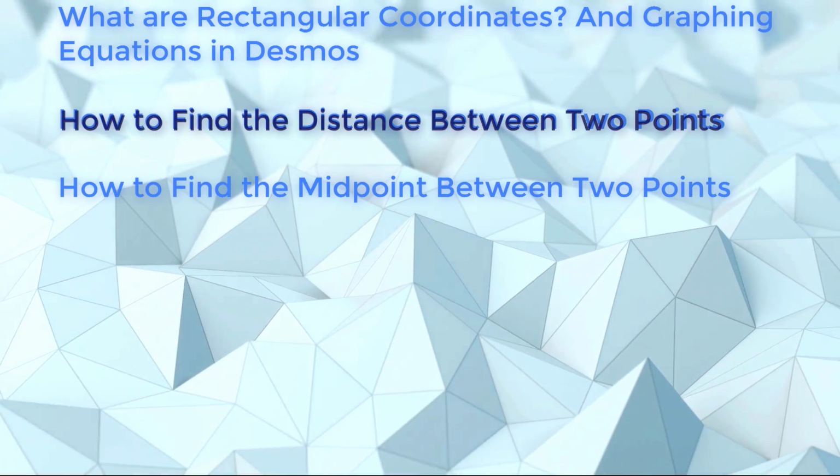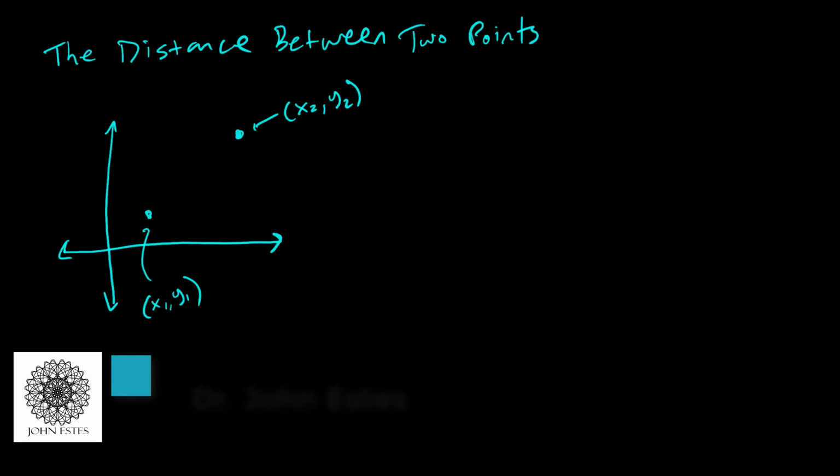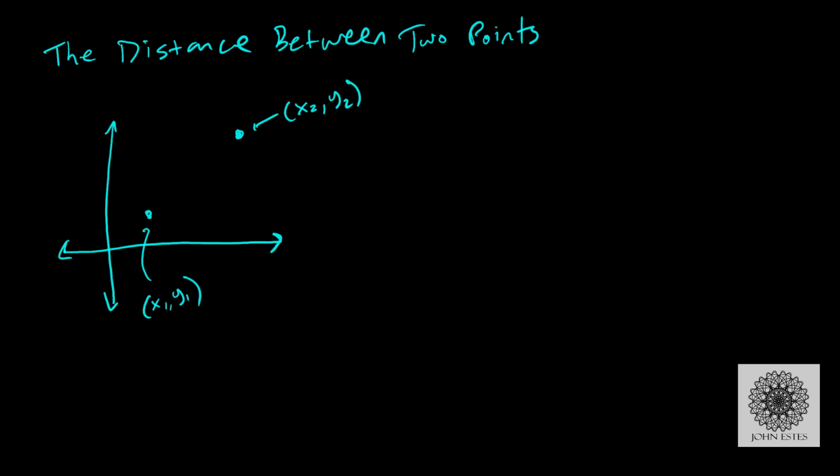I'm going to illustrate how to find the distance between 2 points, and I'm going to show you on the plane and then give you a formula and go over some examples. Alright, so if you look here at this plane, I have x1, y1, and x2, y2, and I'm trying to find the distance between the 2 points.